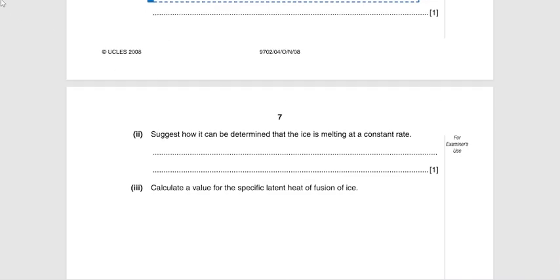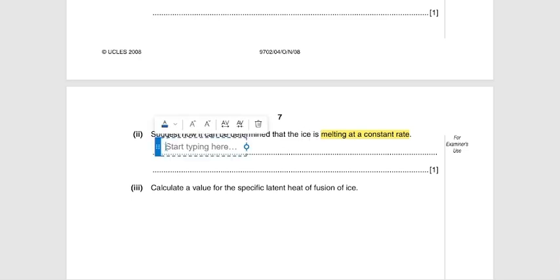Moving on to the second part, suggest how it can be determined that the ice is melting at a constant rate, something I discussed earlier as well. When we want to know if it is melting at a constant rate, we can determine that by constant dripping rate.